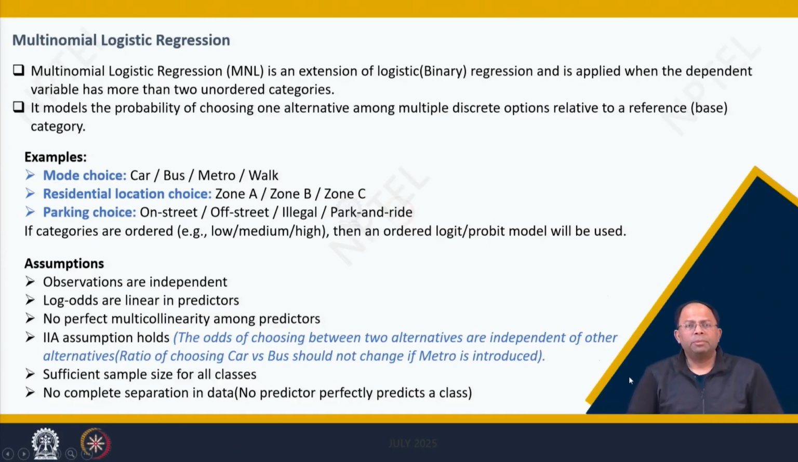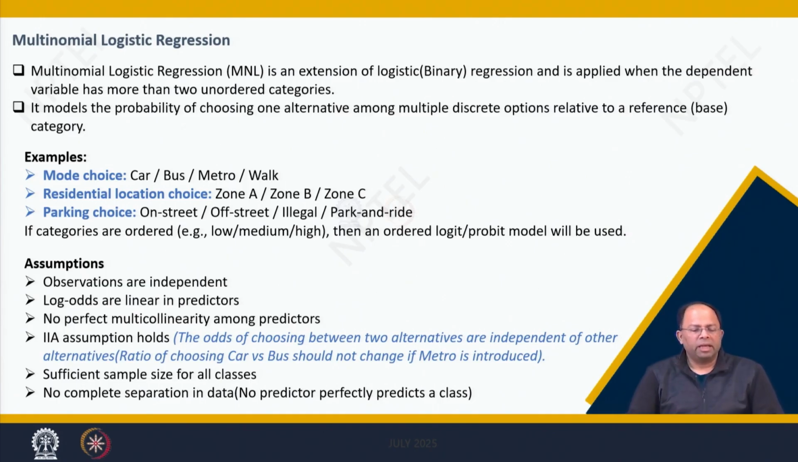So, multinomial logistic regression, or MNL in short form, is an extension of the binary logistic regression, and it is applied when the dependent variable has more than two unordered categories. That means instead of a binary outcome, we can have multiple outcomes. So, it models the probability of choosing one alternative among multiple discrete options relative to a reference or a base category. That means it always tells us the probability of choosing one option compared to the others.